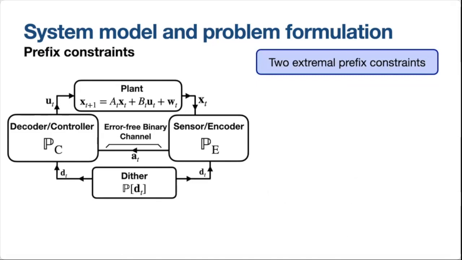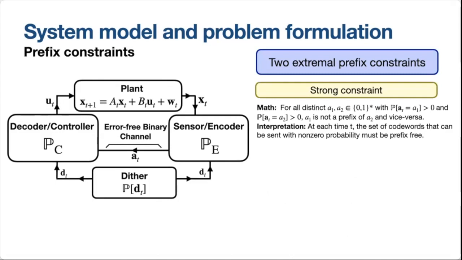There's one last part of the problem formulation that we haven't touched on, namely the prefix constraints we mentioned we would apply to the code words a sub t. We're going to consider two of them. The first prefix constraint is the Cover-Thomas notion of prefix-free that's applied to the codebook used at each time t. Namely, any pair of code words that could be sent with non-zero probability at time t cannot be prefixes of one another. We'll call that the strong constraint here.